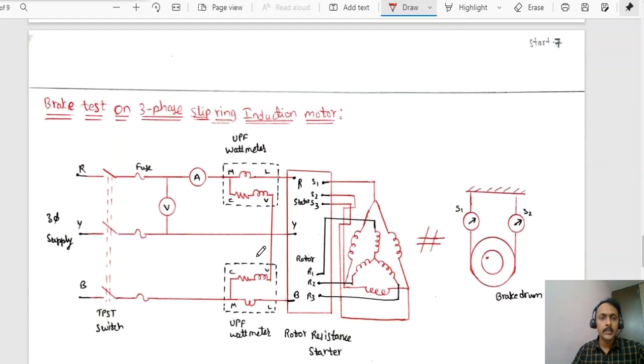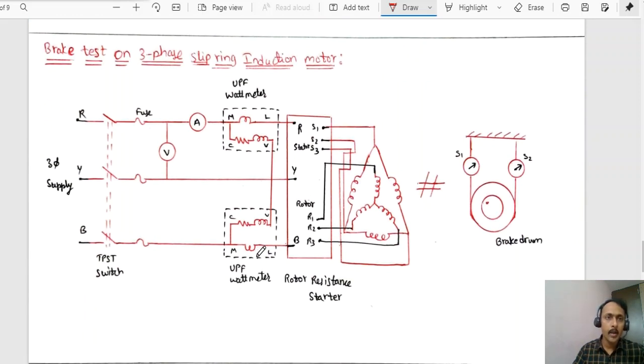So in the next video, we will discuss the brake test on a 3-phase slip ring induction motor.